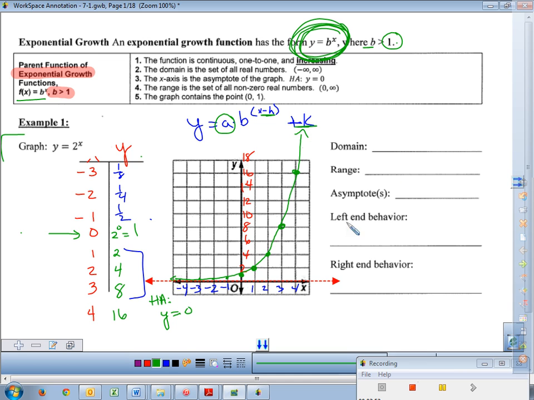So what's the domain? Look from left to right. How far to the left would we go? -infinity. How far to the right would we go? All real numbers, dog. Is everyone cool with the domain? The range is low to high. How low does this puppy go?